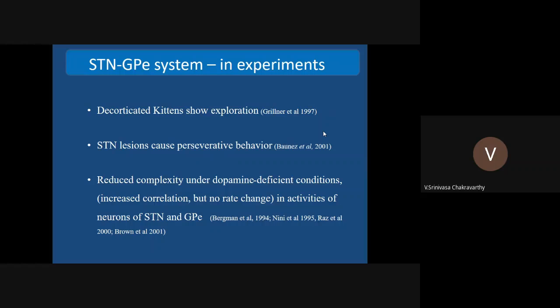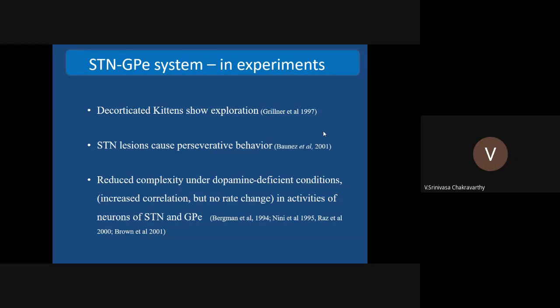Now let us look at experimental literature. So we're trying to make a case to say that STN-GP is probably the part of the basal ganglia which is involved in exploration. Now, it is known from experimental studies, if you look at the first sentence, decorticated kittens show exploration. That is, it is possible to create an animal preparation where the cortex is completely removed and the animal will get to move and survive completely based on the subcortical circuitry. So even such kittens were able to show exploratory activity. That is, they are able to search for some food, right? That is exploration. Now, how is it possible if there is no machinery for exploration somewhere in the subcortex? But that's somewhat generic, somewhat non-specific.